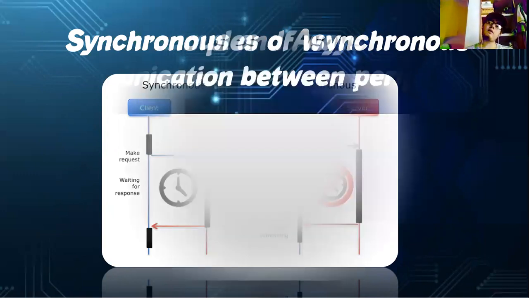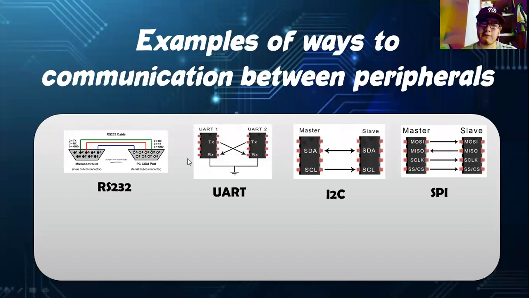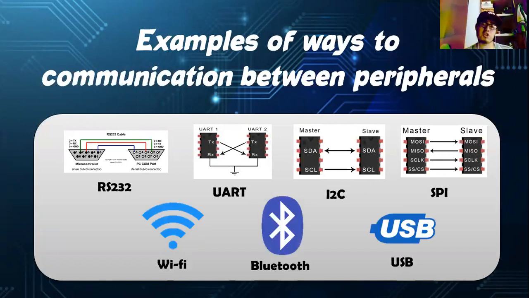There are some examples of ways to communicate between peripherals. Like for example, we have here the four common protocols to communicate between the peripherals, and there are also some technologies or protocols like Wi-Fi, Bluetooth, or USB that we use to plug in the peripherals to our computer and communicate with other peripherals or with our computer.